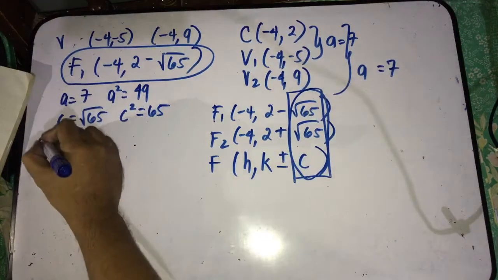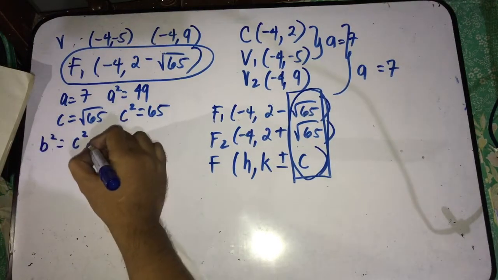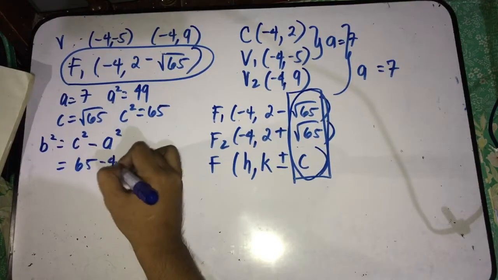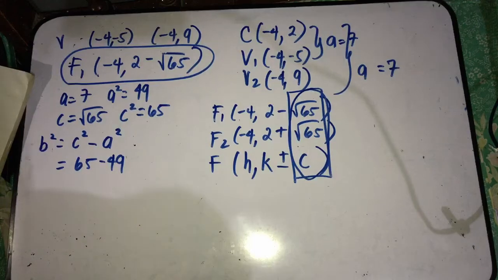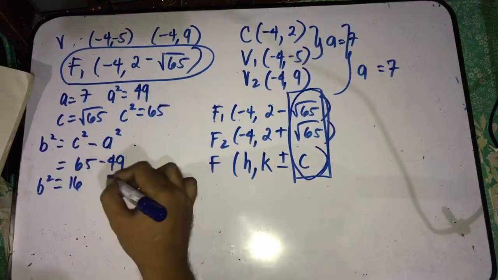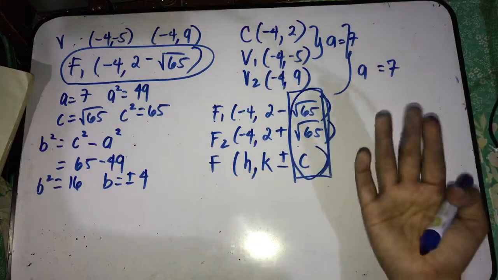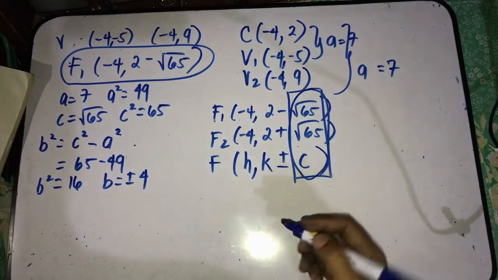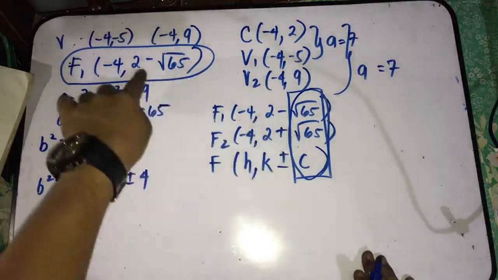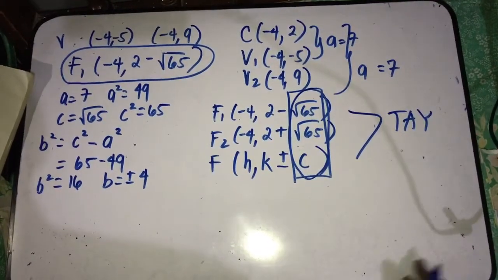So how do we get b squared? That is equal to c squared minus a squared. 65 minus 49 is 16. So b squared is 16, and b is plus or minus 4. Is it tax or is it tie? Look at the vertices and look at the foci. What changed? The y. Therefore, this is a vertical transverse axis.